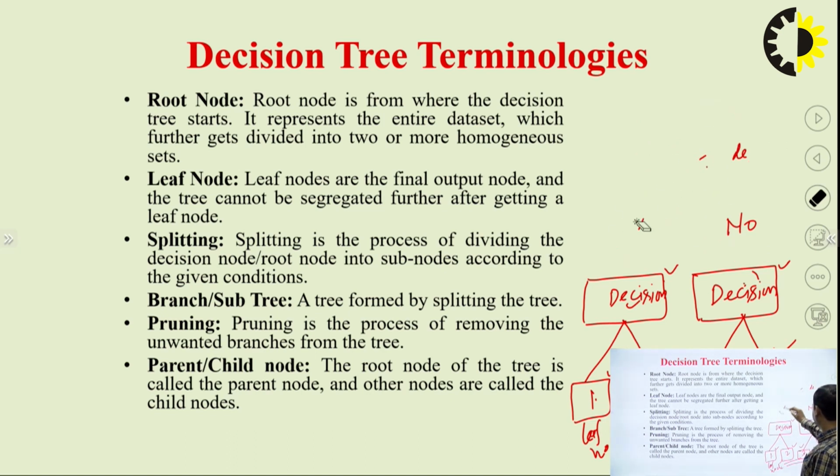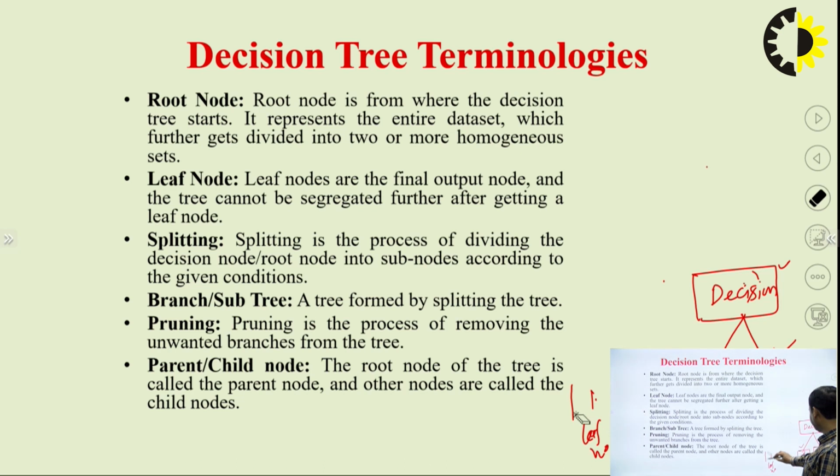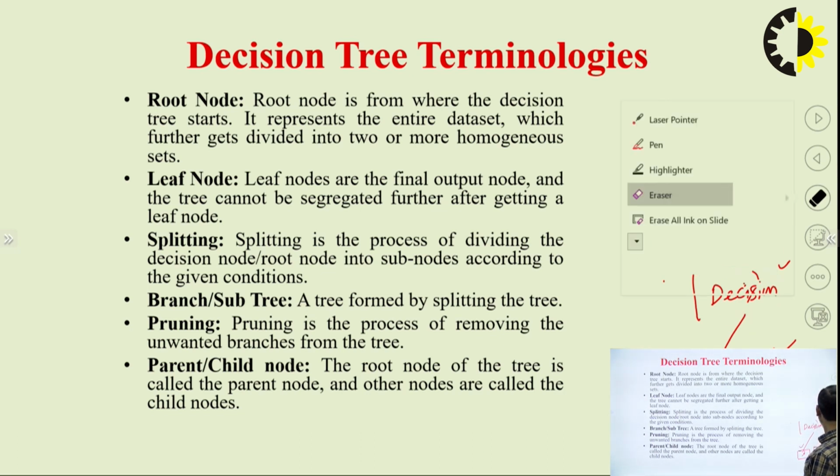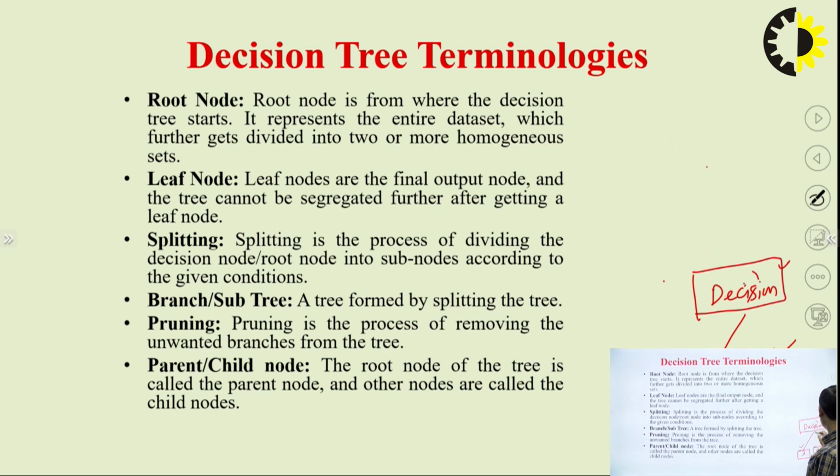The third terminology is splitting. On the basis of a decision, we perform splitting into different leaf nodes from the decision node. We perform some test at this node, and then on the basis of yes or no, we subdivide this decision node into the two leaf nodes. This particular process is called splitting.